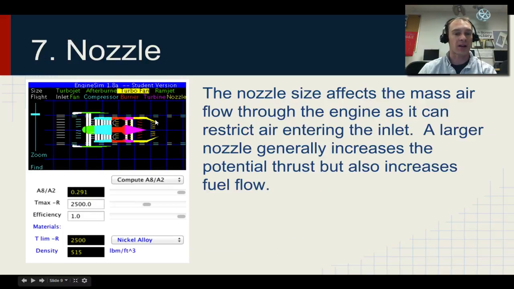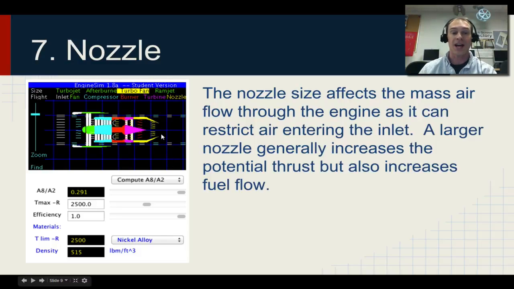And last is the nozzle. The nozzle is this back yellow component at the end here, and the size affects the mass airflow through the engine as it can restrict the air entering the inlet. If we close this down, then it's going to allow an overall reduced amount of air inside here. A larger nozzle generally increases the potential thrust, but it also increases the fuel flow, so then you're going to be a little bit less efficient.